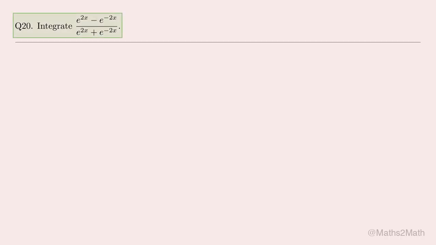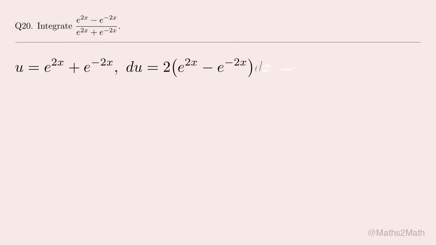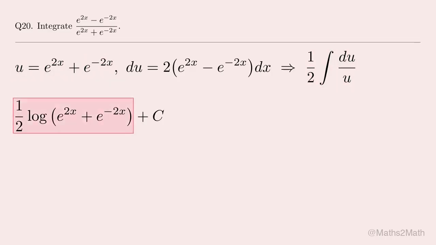Question 20. The doubled version of the previous pattern. The derivative of the denominator is twice the numerator. U, as the denominator, gives du equal to twice the numerator dx. Half the log.